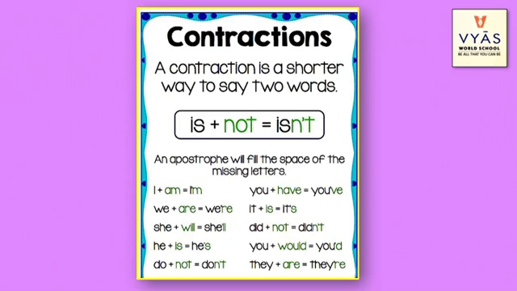Okay, so for the example given on the screen, it is plus not. So is plus not, if we contract it or write the short form, can be written as isn't. Please listen to my pronunciation carefully. We will pronounce it as isn't. So here an apostrophe will fill the space of the missing letter. So O is missing here. So in place of O, we will put the apostrophe. So whenever we are writing the contractions, the short forms, in place of the missing letters, we put the apostrophe.